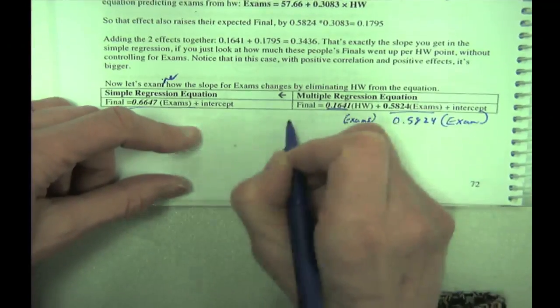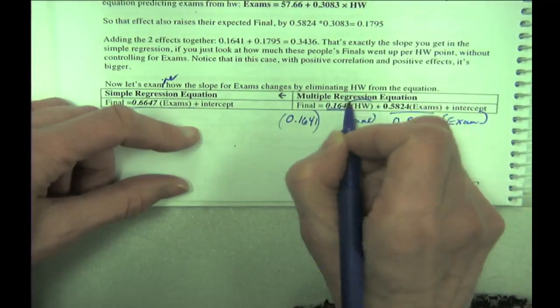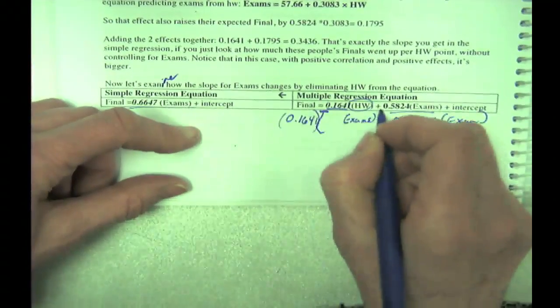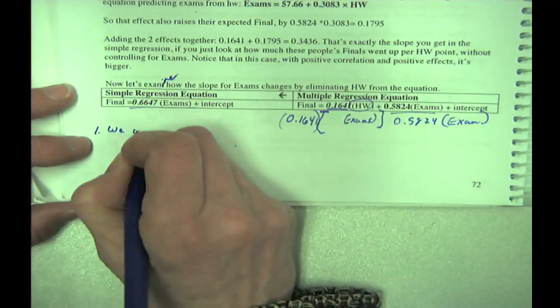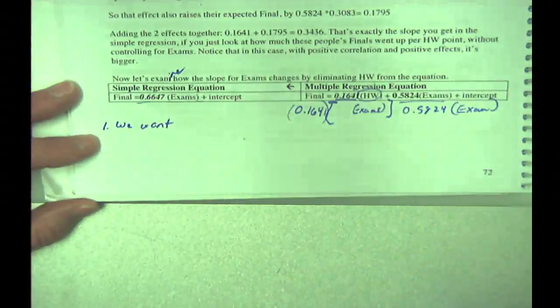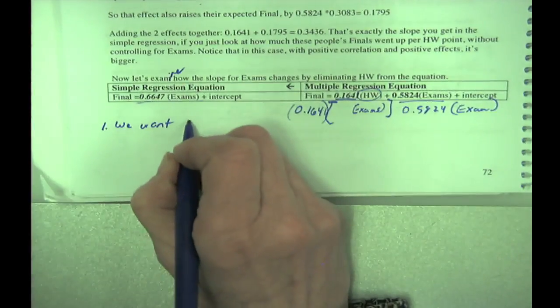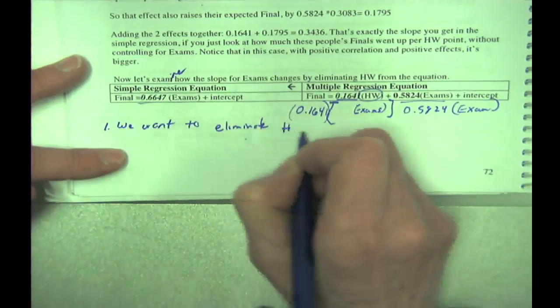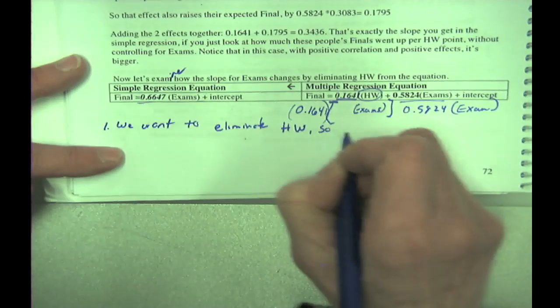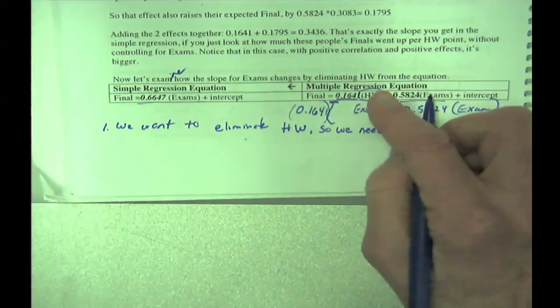Well, we're going to have that part, 0.1641, right? And I just want to rewrite this homework as something times exams. All right, so we want to eliminate, do I have to write out the steps? Maybe I should, because you'll understand it now, but then you go back and you say, what did I do? So we want to eliminate what from the picture? We want to eliminate homework. So we need, right? We want to eliminate this homework.